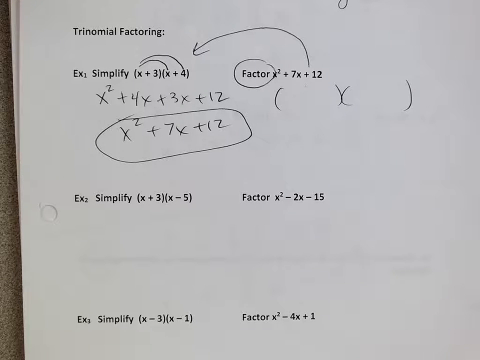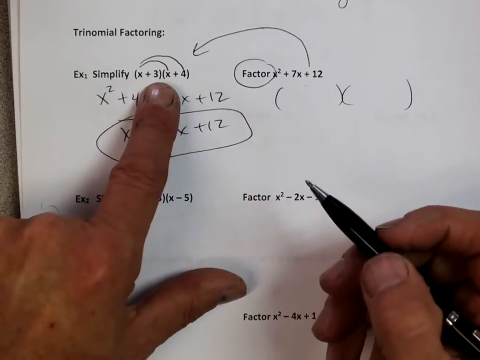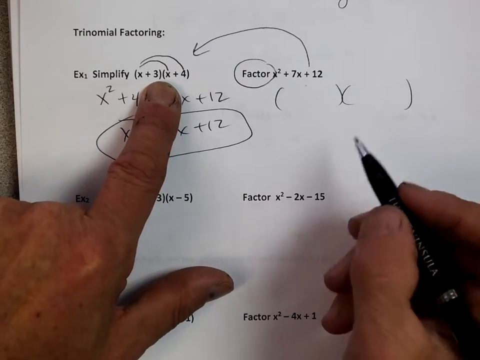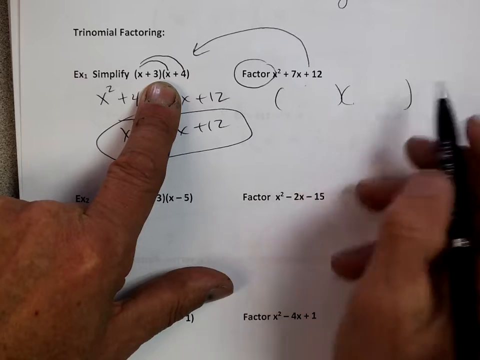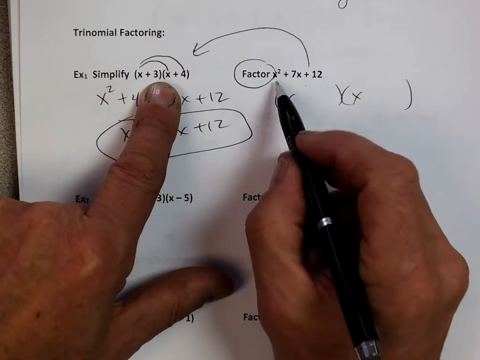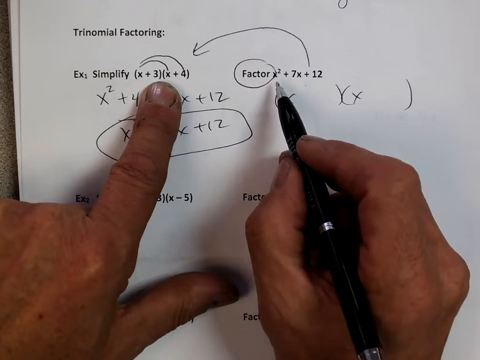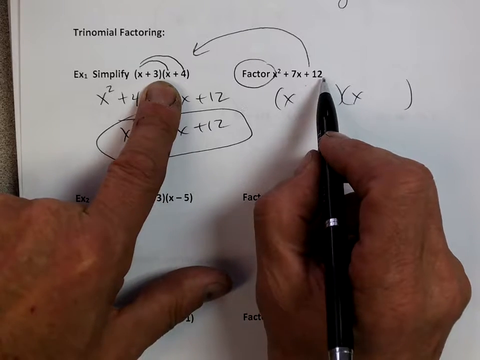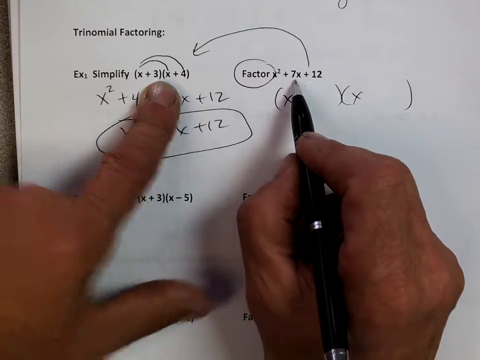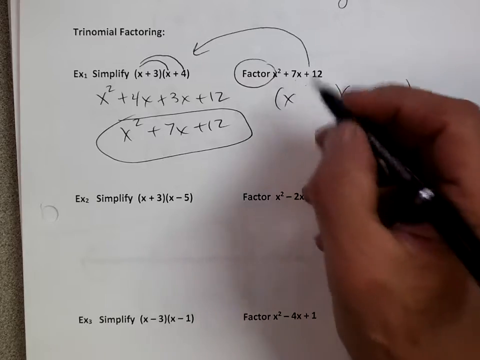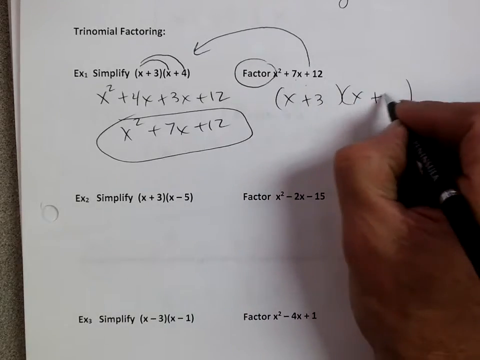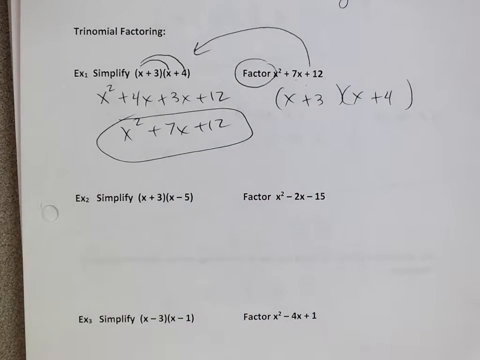We know it has to be 3 and 4. You guys agree? Because we know we FOILed it out, so it has to be this. We start with 2 sets of parentheses: x and x, because that's the only way we can make an x squared. Again, we're looking for multiples of 12 that add up to 7. And there's only one combination: a plus 3 and a plus 4, or a plus 4 and a plus 3. Everybody agree? We've been doing that.